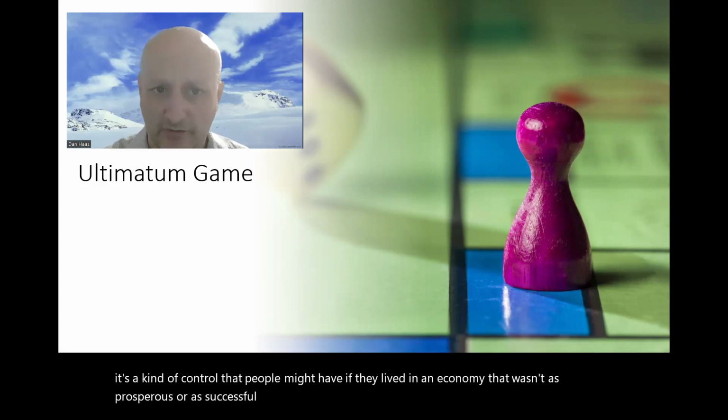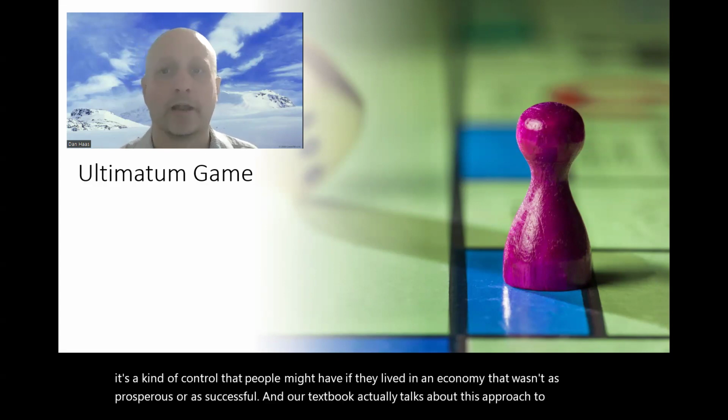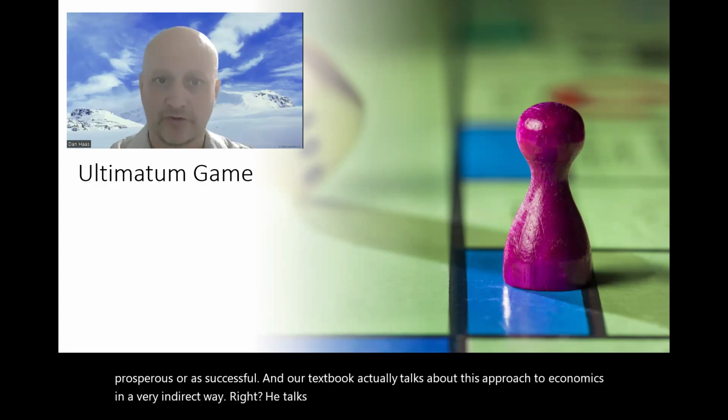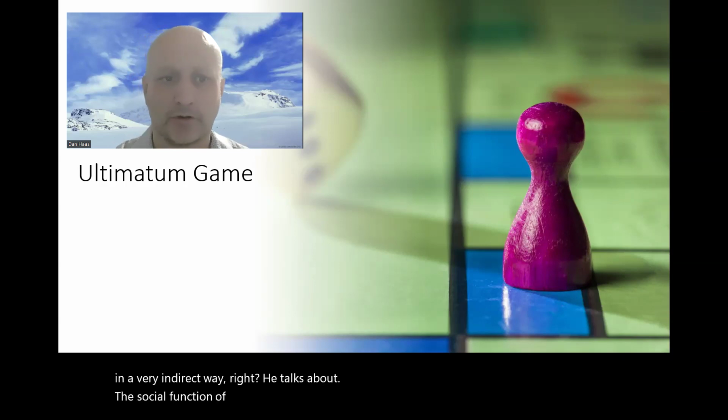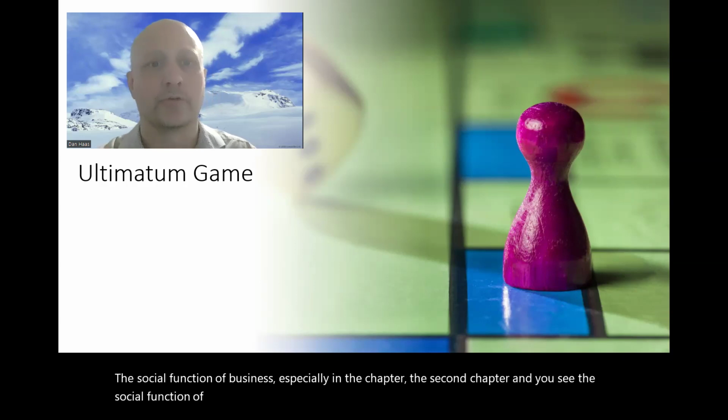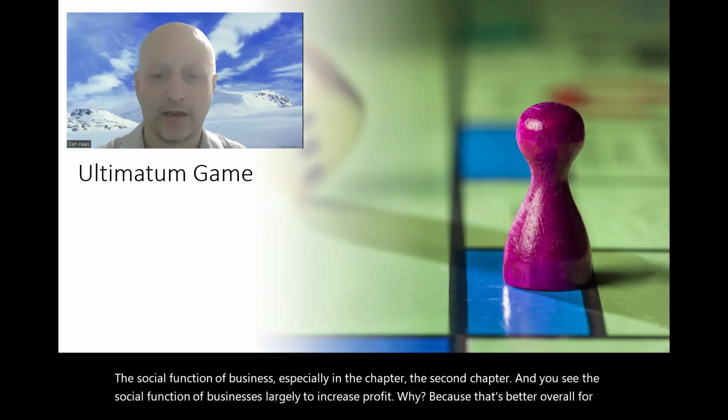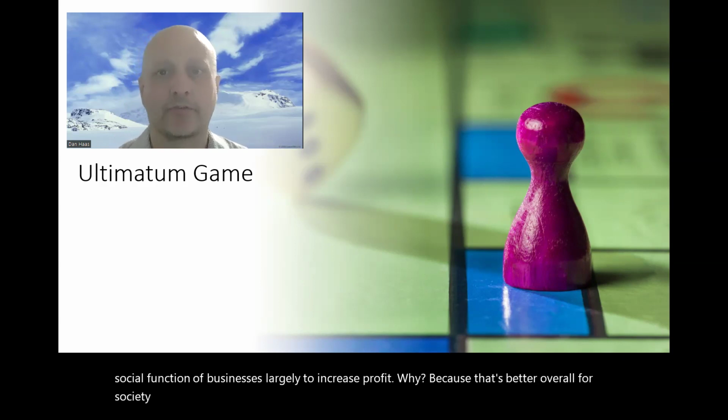And our textbook actually talks about this approach to economics in a very indirect way, right? He talks about the social function of business, especially in the second chapter. And he sees the social function of business as largely to increase profit. Why? Because that's better overall for society, right? Very standard view in economics.